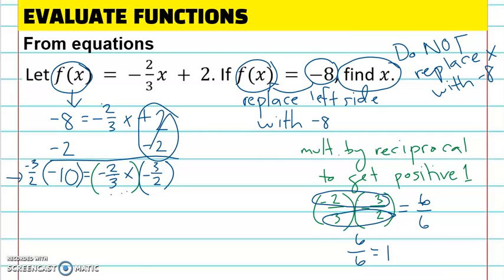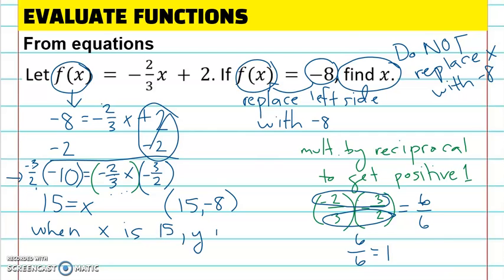So I can multiply -10 times -3 is 30, divided by 2 is 15. It's my x, so my point is (15, -8). When x is 15, y is -8. That's it! Rewatch this as much as you need to. You can do this. Be careful, what part do you need to substitute? Which part are you replacing? Is it the x value or is it the y value? And then from there, go ahead and solve it. You can do it.